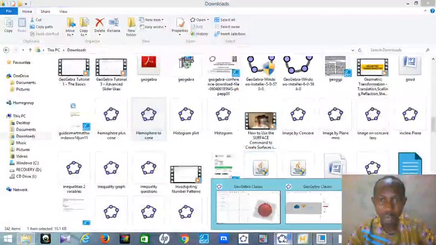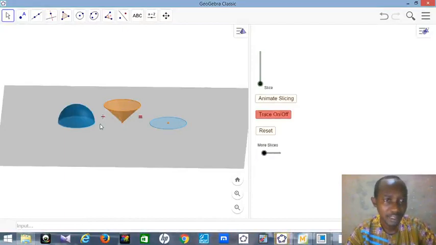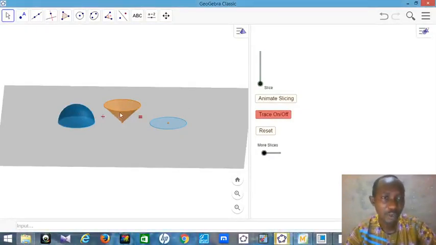As it's coming up, let me show you this. So you can see what I have here. This is a hemisphere plus a cone is equal to, we don't know the result yet. What this is trying to tell us is when you add a hemisphere to a cone, or you add a cone to a hemisphere, it's going to produce a result. So what is this result going to be? Let me demonstrate it here. Let's see.